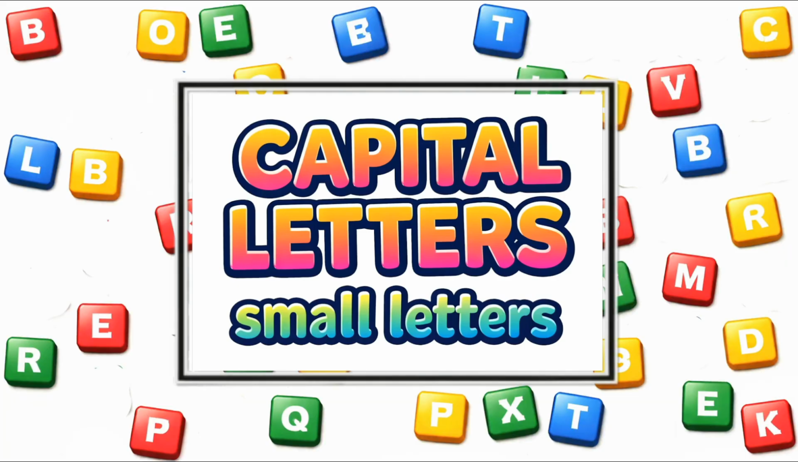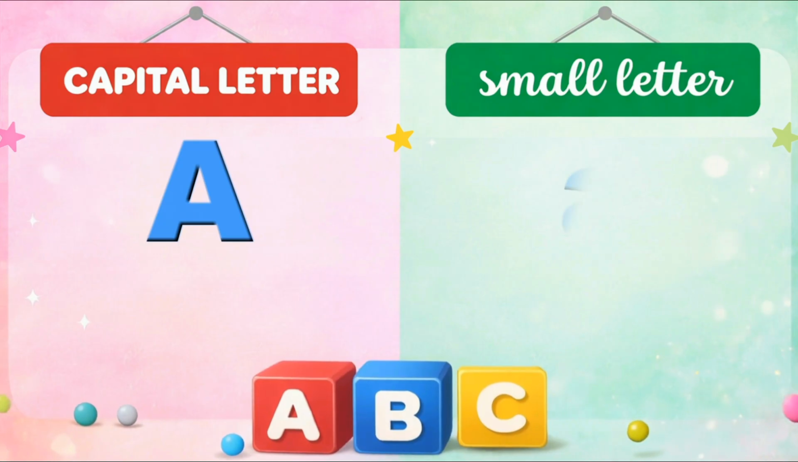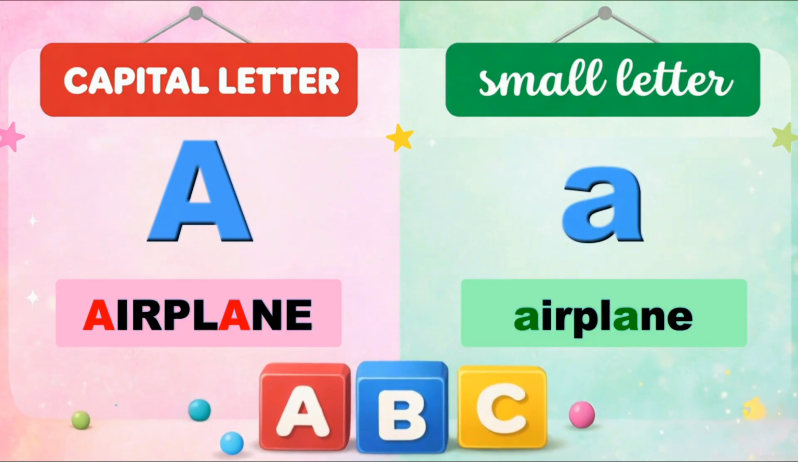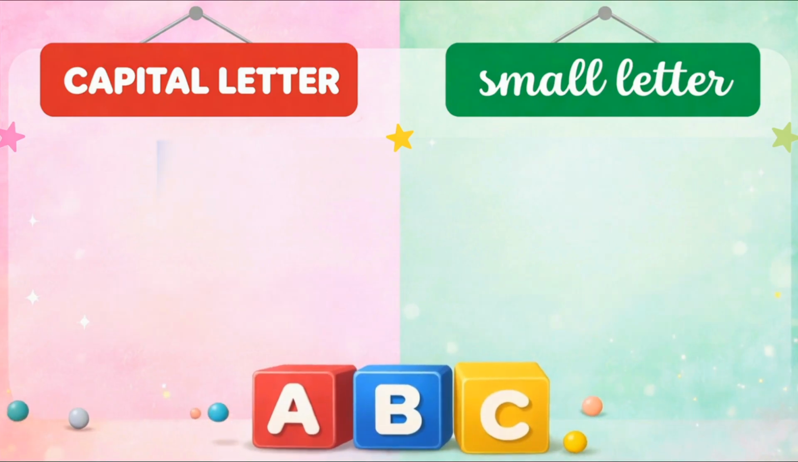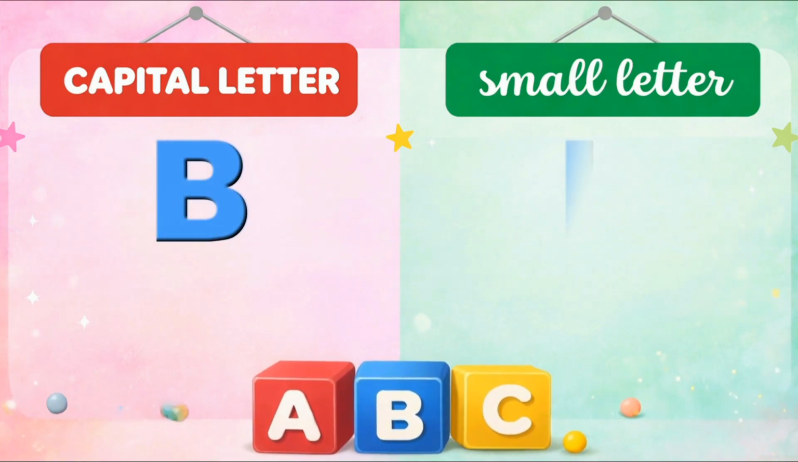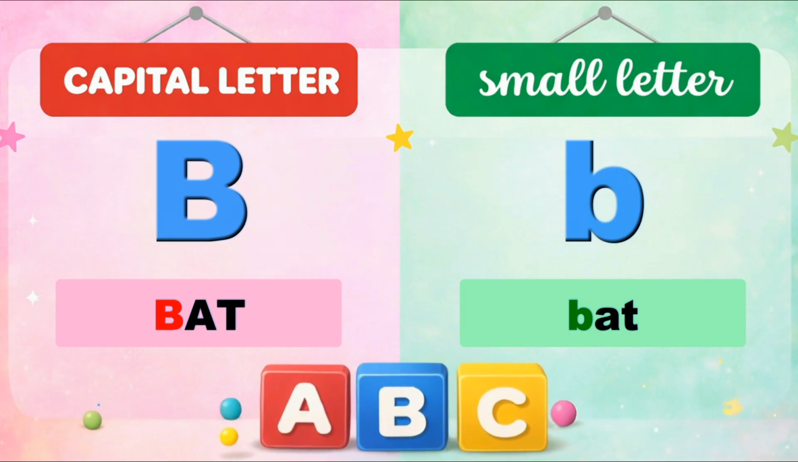Capital letters and small letters. Capital A, small a. A is for airplane. Capital B, small b. B is for bat.